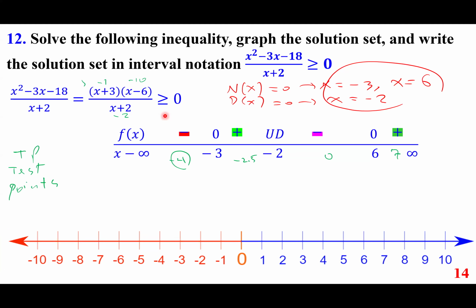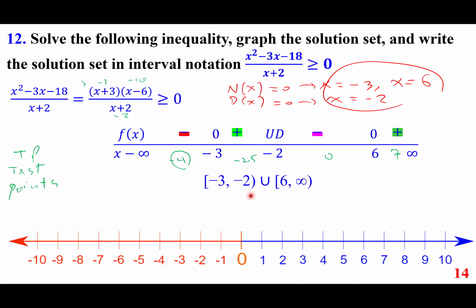So we go back to this, and we want to write where it's positive. So that means positive here, positive here. So what do we do? The interval notation is from -3 to -2, union 6 to infinity. At -3 it's 0 and equality is fine, but at -2 it's undefined, so it's parentheses. At 6, it's 0, it's bracket, and of course, infinity is always parentheses.